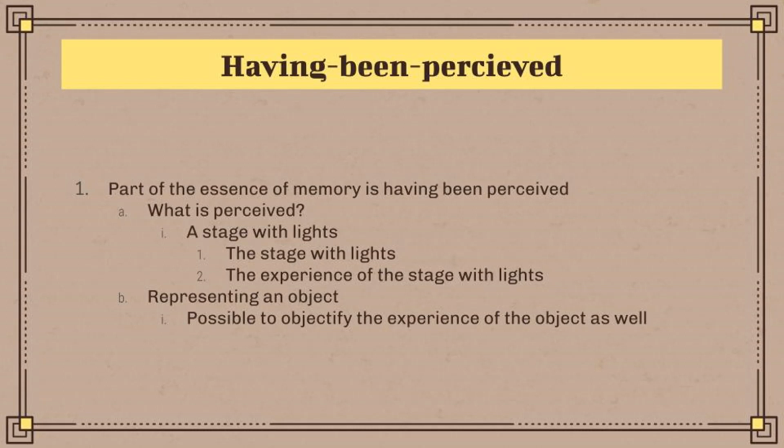Now, when you represent this perception, when you represent the stage to yourself, you can objectify, and you are objectifying the experience as well as the object of the experience. So when you remember experiencing or perceiving the stage, you were objectifying that experience, and now you were perceiving the experience of the stage, the experience of seeing the stage. But originally, in the moment, you were only perceiving the stage. You were not perceiving your experience of the stage.